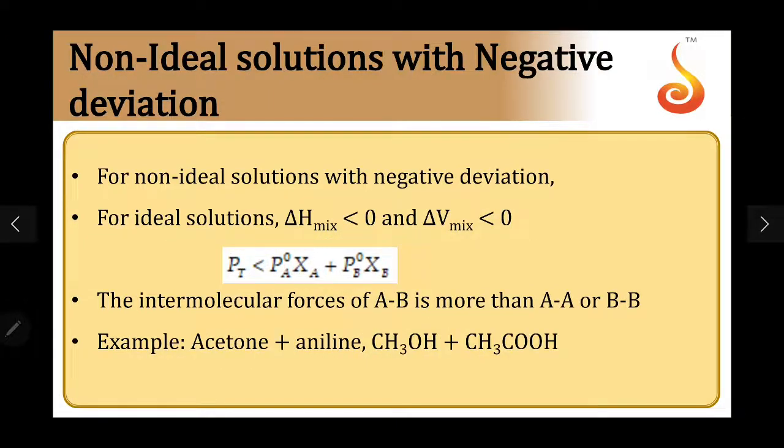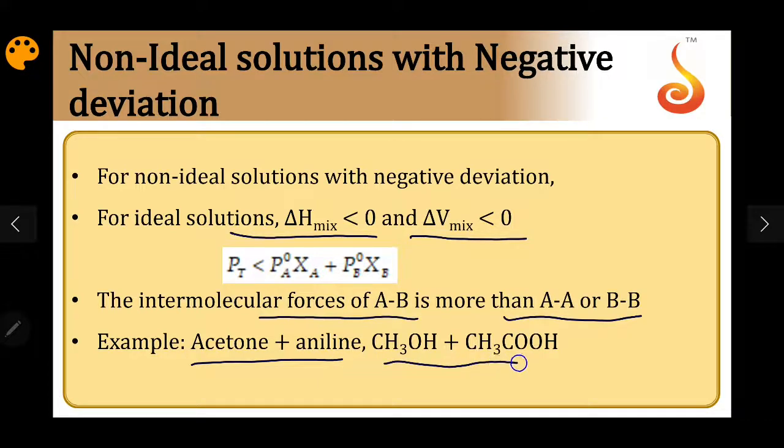Non-ideal solution with negative deviation. In case of negative deviation, delta H mixing is less than 0, delta V mixing is less than 0, meaning the process of mixing is exothermic, and if you mix 10 ml of each of the two liquids, I will get less than 20 ml. So P total is always less than P naught A XA plus P naught B XB. And here the intermolecular force of A and B is stronger compared to AA and BB. Examples are acetone and aniline, methanol and glacial acetic acid. Even water and concentrated acids can show negative deviation.